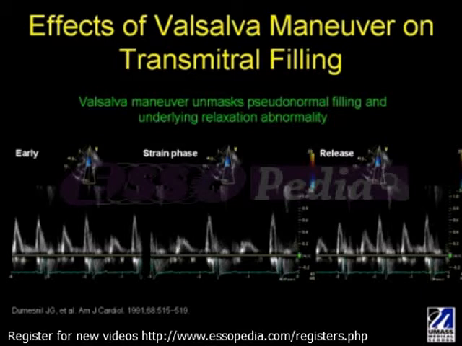LV preload is reduced during the strain phase, and changes in mitral inflow are observed to distinguish normal from pseudonormal or reversible restrictive filling. A decrease of 20 centimeters per second in the peak mitral E-wave velocity is usually considered an adequate effort in patients without restrictive filling.